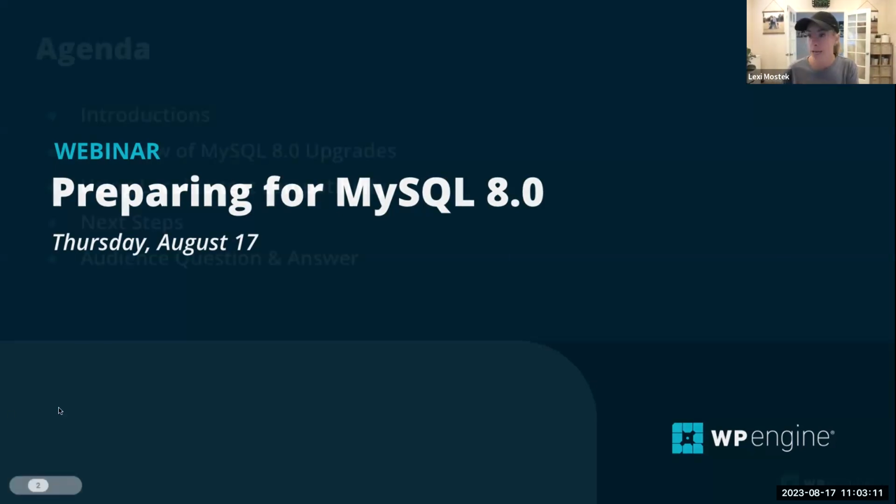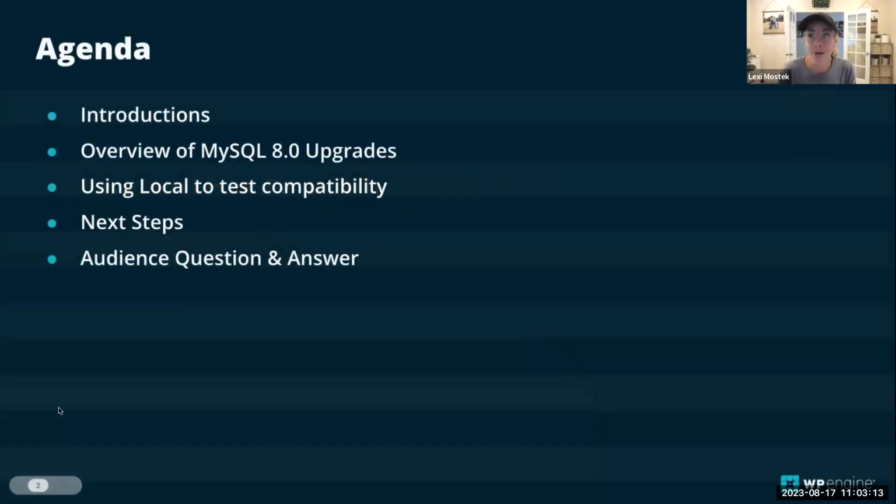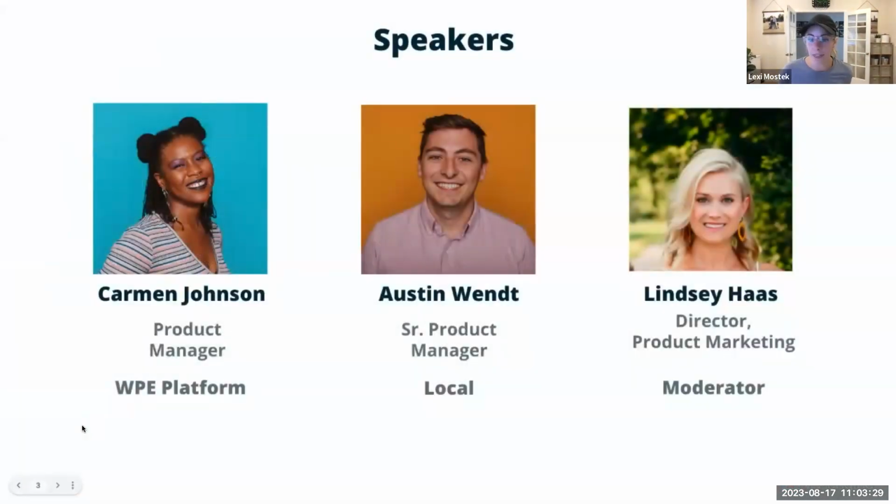Now, enough of me. A quick agenda. We're going to go through introductions and an overview of the upgrades that are happening. Then Austin here is going to take us through using Local to test compatibility. Carmen will bring it home with next steps. And then we've got plenty of time for question and answer. So with that, I would love to introduce Carmen. Carmen, if you want to give a brief overview of yourself and the other panelists, you can take it away.